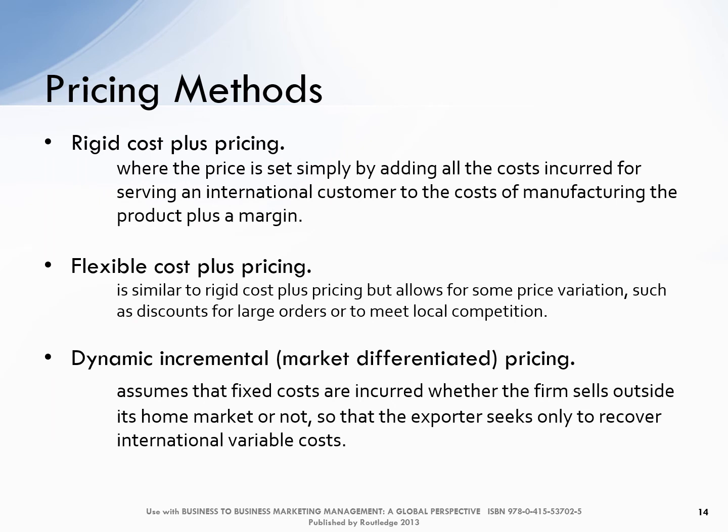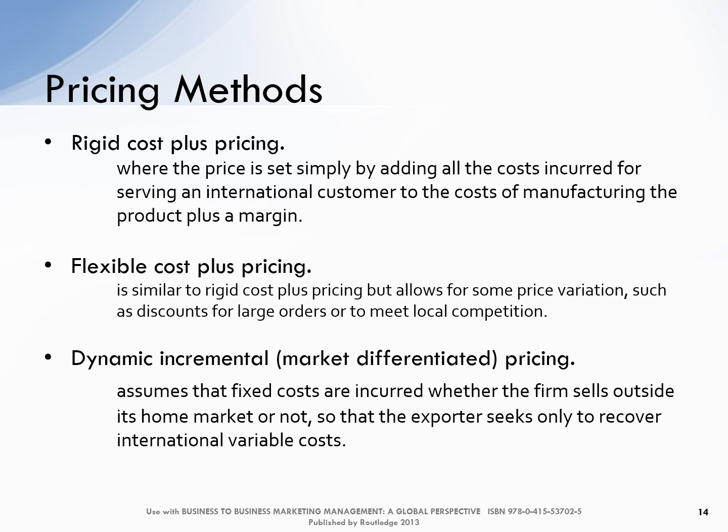Let's look into these pricing methods: rigid cost plus pricing, flexible cost plus pricing, and dynamic incremental or market differentiated pricing. Rigid cost plus pricing means the price is set simply by adding all the costs incurred for serving an international customer to the cost of manufacturing the product plus a margin. It's a very simple way to set a price.